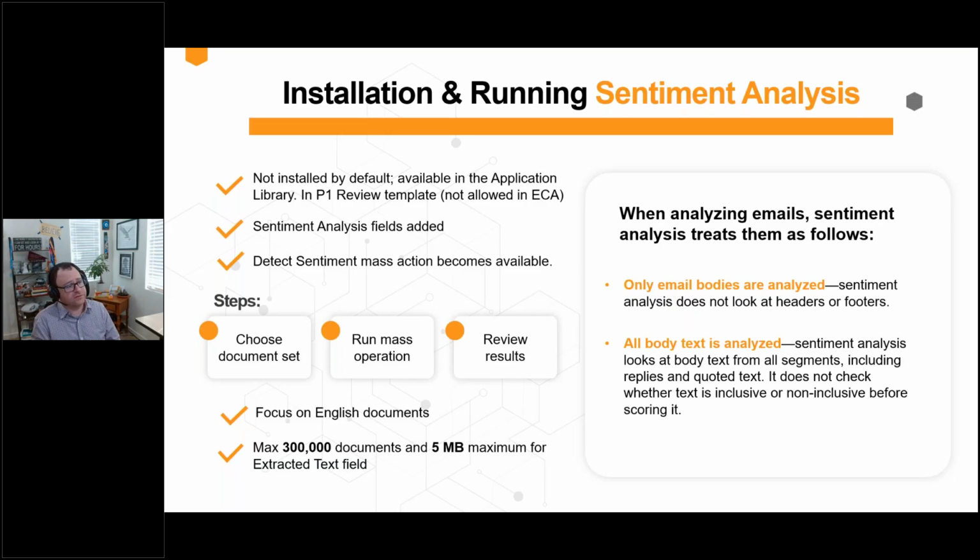It's a mass action, so on the little drop down, you can select the documents, click detect sentiment, and it'll let you pick which ones, and then if you want Excels or not, and then run it against that data set. So really, choose document set, run mass operation, and then review the results.